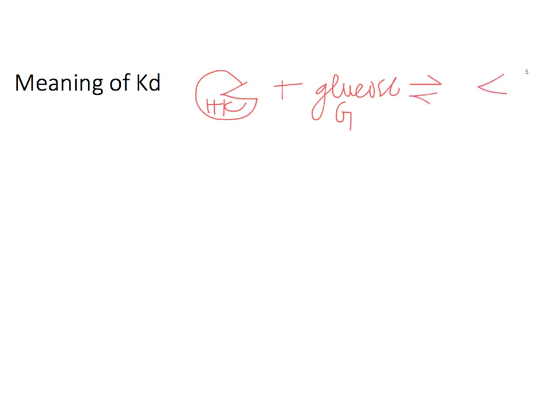So there is an equilibrium between the unbound and the bound. I'm going to put G right there in the binding site. The area where the ligand binds on the protein is called the binding site. Just something to know. Okay, so let's say that you believe that HK binds to glucose.